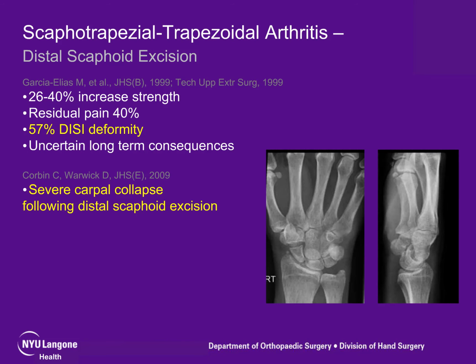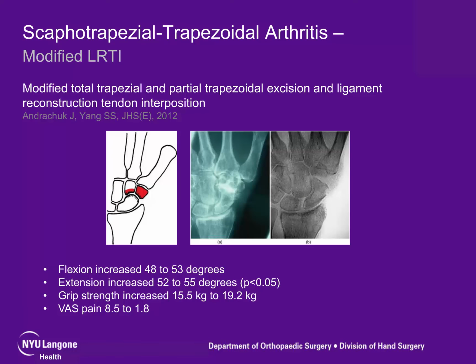The distal scaphoid excision was proposed by Mark Garcia-Elias, and he found that there was an increase in strength. Pain relief was good, but it resulted in a significant DC deformity. In fact, 57% of his patients developed one. Subsequent studies have also shown severe carpal collapse, and this brings into question what happens to that joint. Typically, we know that DC deformity will result in a slack wrist.